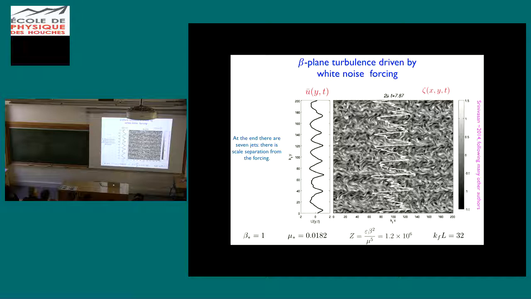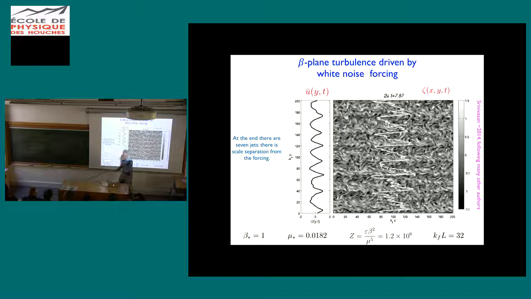So at the end, you see we have formed this pretty regular set of jets. There are seven of them, and they've got a fairly well-defined spacing. And characteristically, there are pointy westward flows and broader eastward flows. There's an east-west asymmetry in the structure of the jets. Later on, we're going to introduce a number called the zonostrophy number, which is a non-dimensional parameter. It's the energy supply by the forcing multiplied by beta squared divided by the fifth power of mu, and in this solution, it's 10 to the 6, which turns out to not be very large in terms of regime changes.